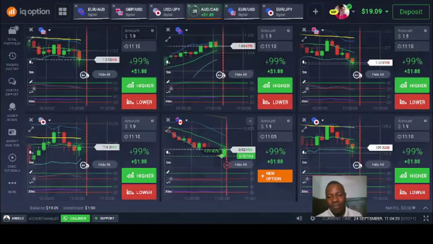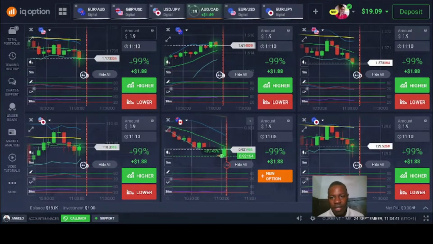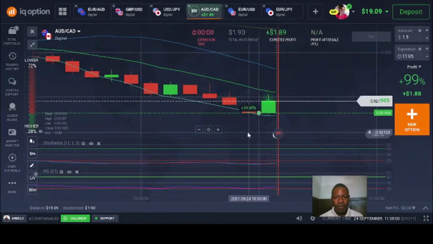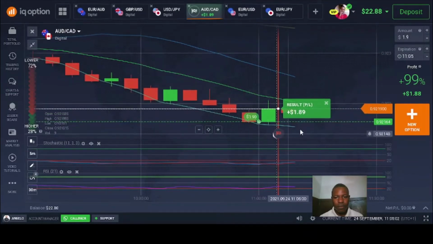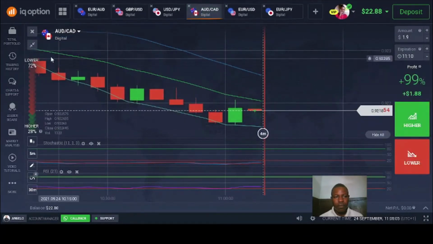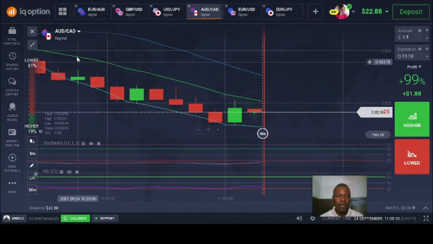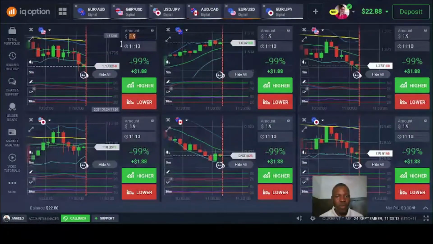Today is Friday. We don't trade too much on Fridays. Many people don't even trade on Friday because of the volatility in the market on Fridays. Now you can see from my balance right now I have 22.88 dollars. So let's go on to the third trade.